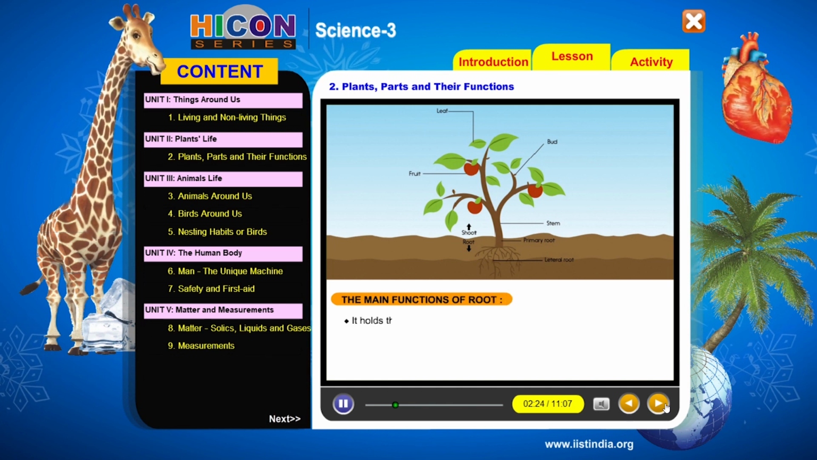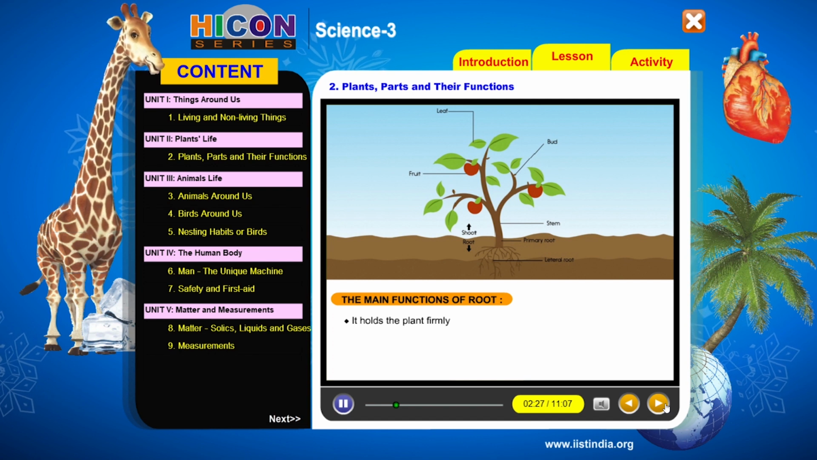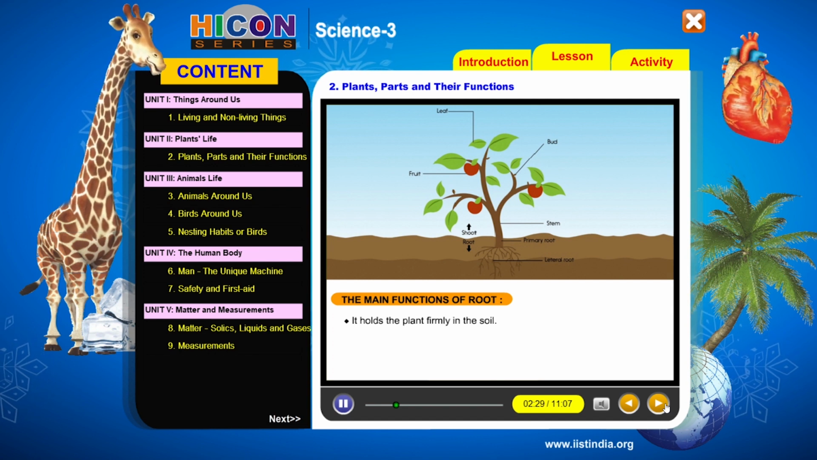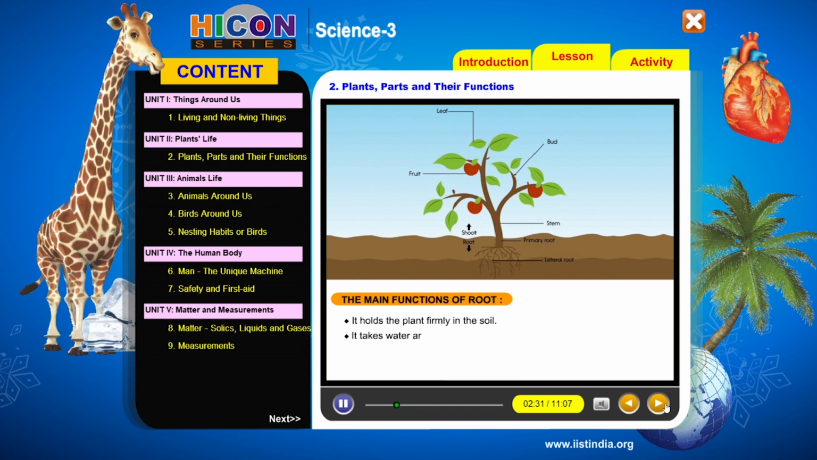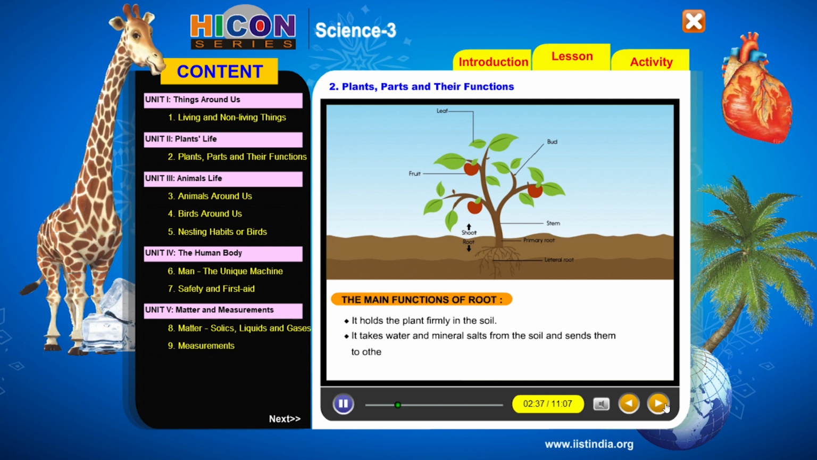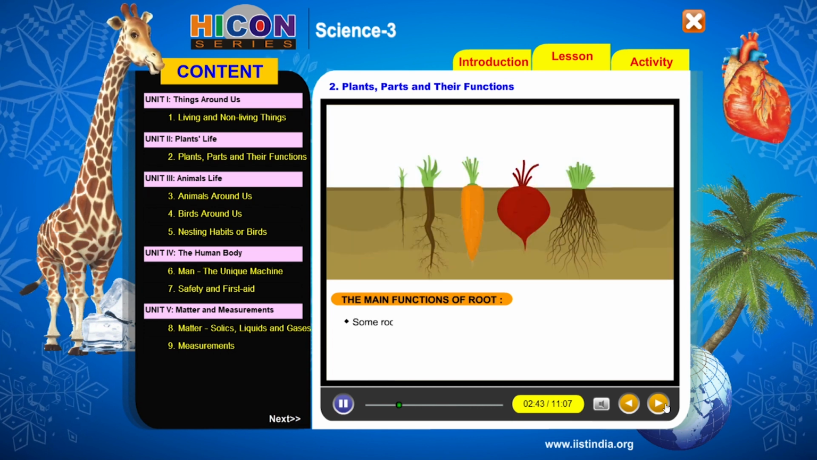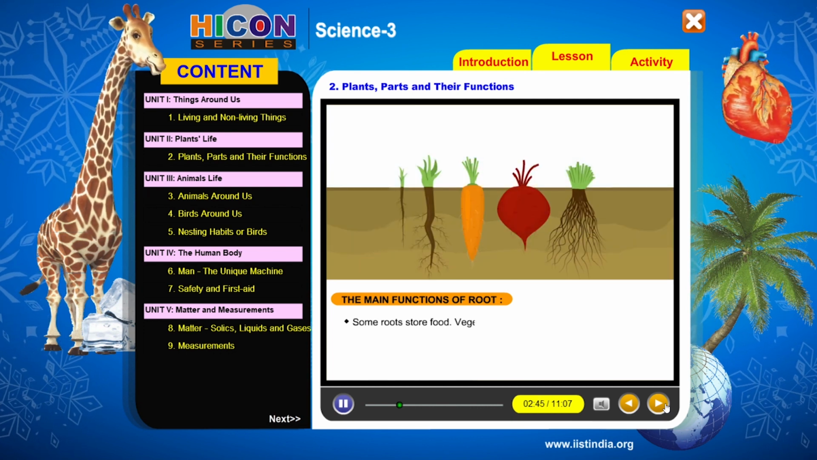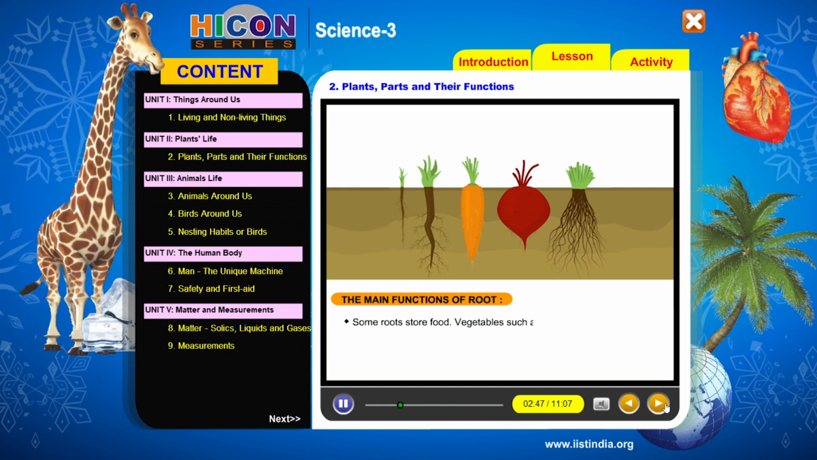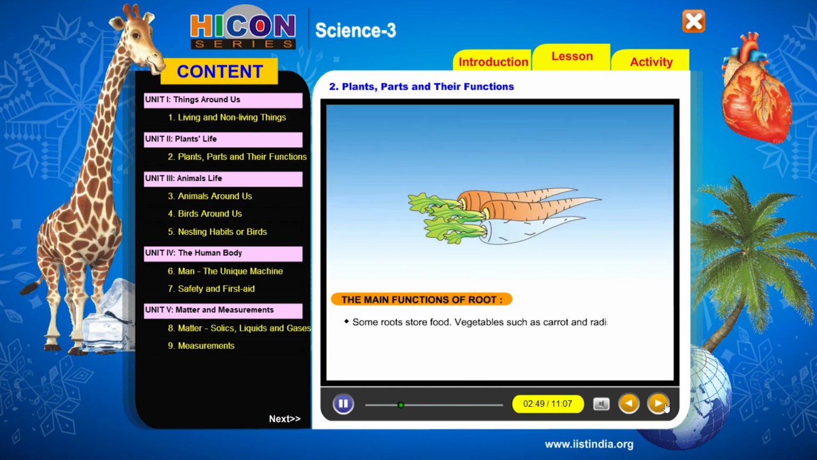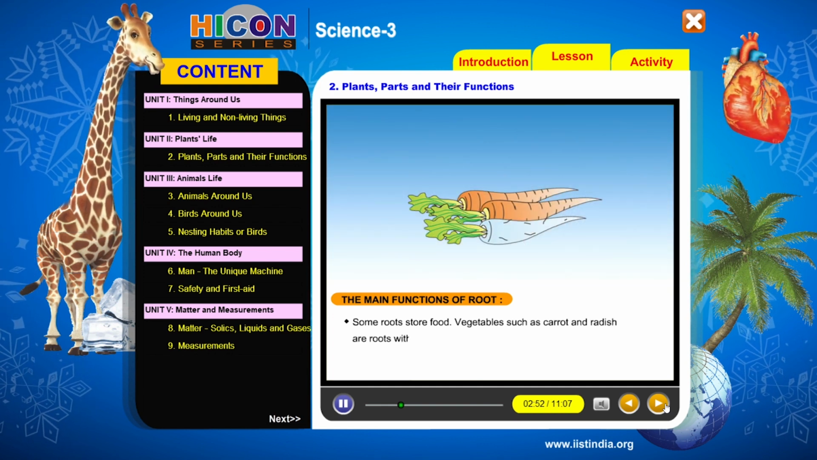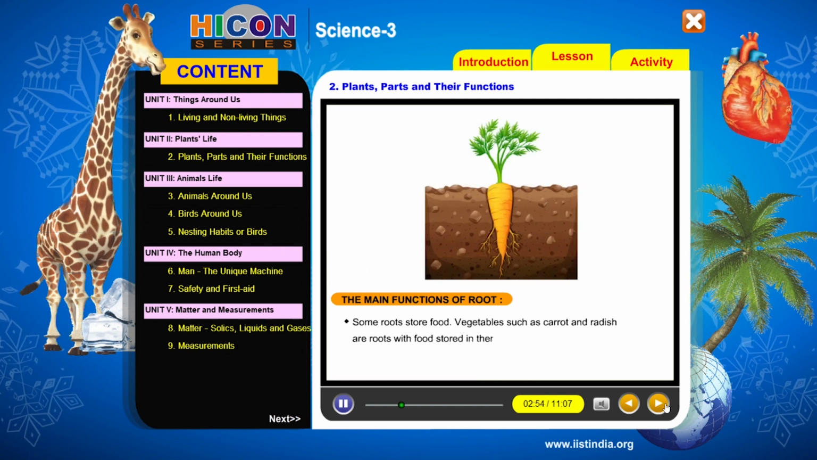The main functions of root. It holds the plant firmly in the soil. It takes water and mineral salts from the soil and sends them to other parts of the plant through the stem. Some roots store food. Vegetables such as carrot and radish are roots with food stored in them.